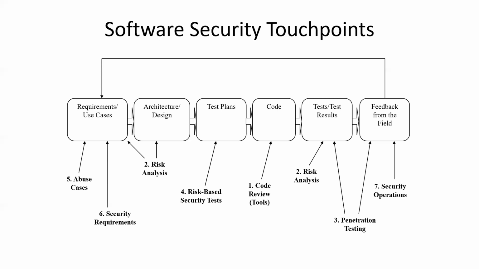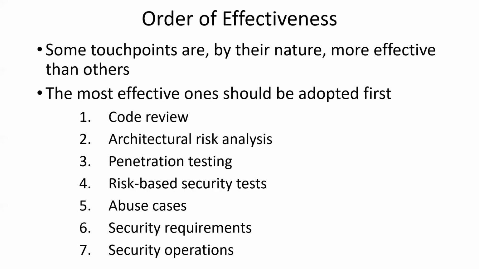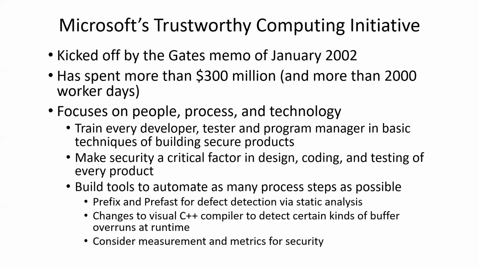Risk-based security test and test plans. In other words, when you plan the test, what are the errors and what is the likelihood that they may occur? Put those in the plan. And of course, you should look at abuse cases and security requirements from the very beginning. And the last thing is operation security, most effective. Okay. Now that was the touch points, McGraw touch points.